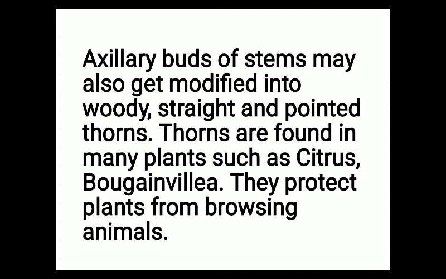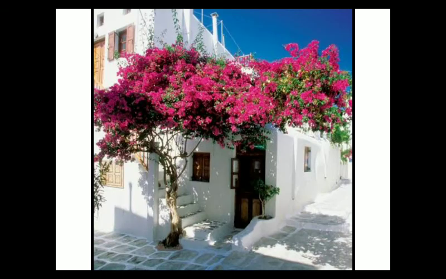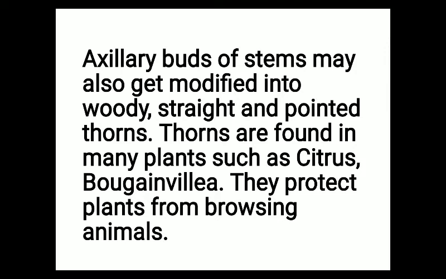Now next, axillary buds of stems may also get modified into woody, straight and pointed thorns. Thorns are found in many plants such as citrus plant and bougainvillea plant, and they protect plants from browsing animals. So this is the next modification of stem. In this slide we can see that the stem modifies into thorns.